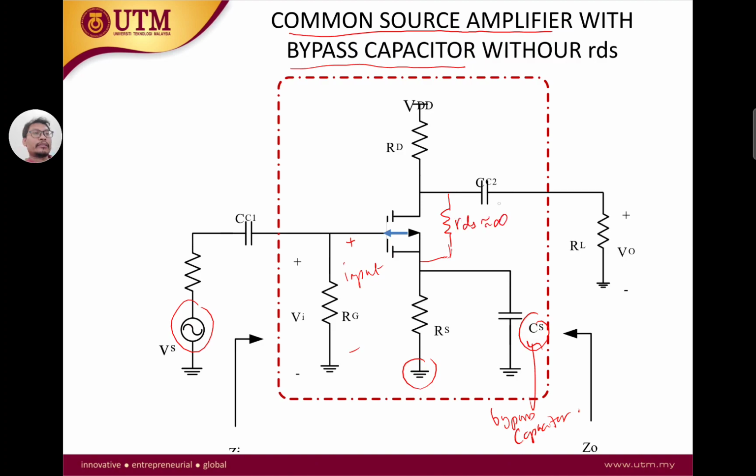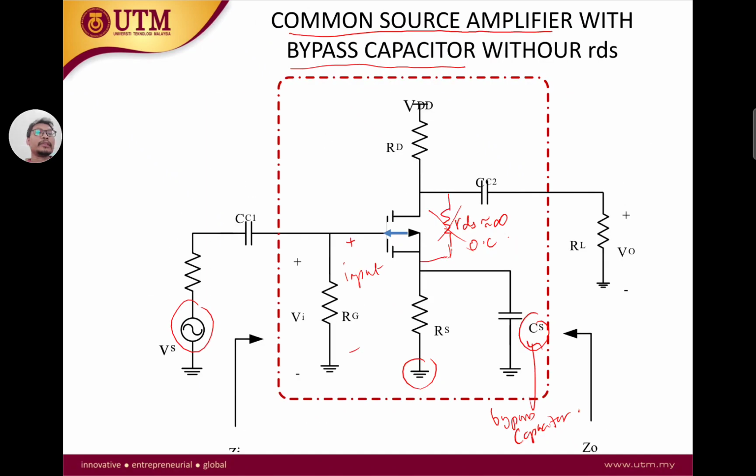RDS is close to infinity between the drain and the source. So without RDS, we are going to remove this. We say that it's infinite, and we replace it with an open circuit, OC. So this is the configuration here.